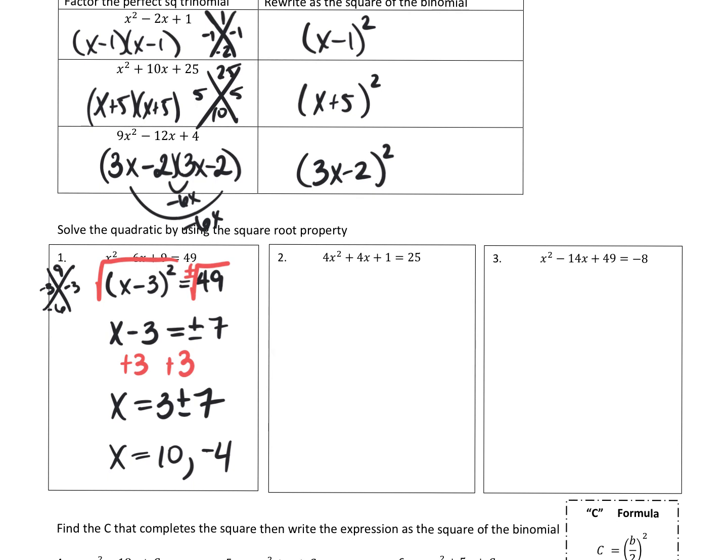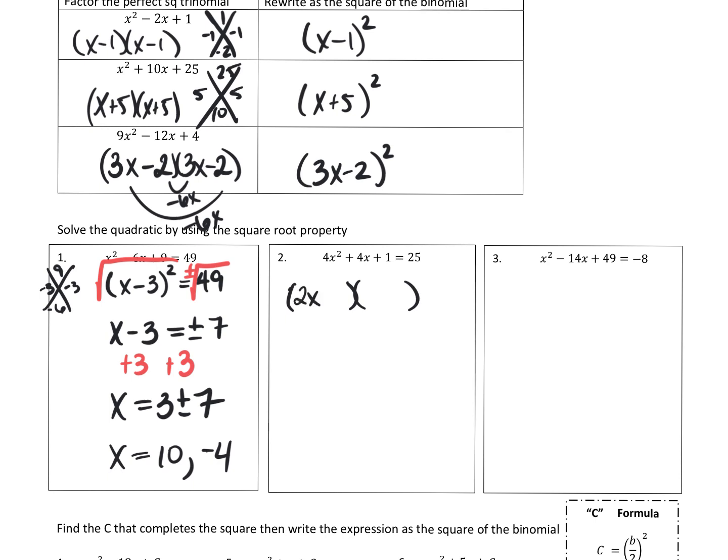I see a lot of people leaving off the plus and minus, so then you're getting one answer, looking at the answer key going, where did that second answer come from? Right? It's because when we take the square root of both sides, we have to have plus or minus. Okay, can we try number 2? How does the left side factor? Well, everything's positive, so I think it's going to be positives.